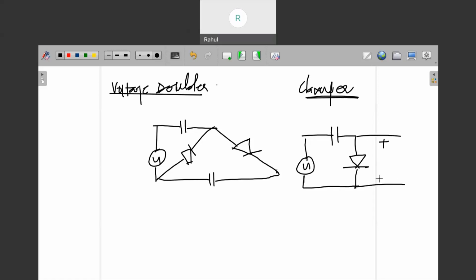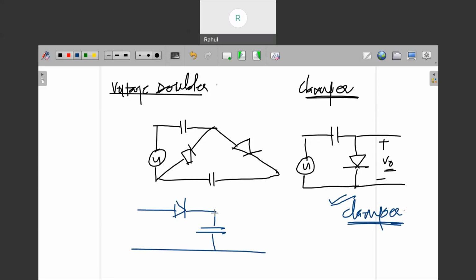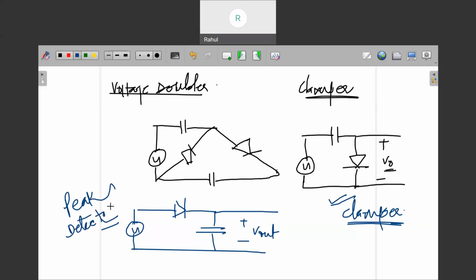and if you're finding the output across the diode, then you can say this is a clamper circuit, right? And if this kind of a circuit is given and you're taking output across the capacitor, then you can say that it is a peak detector circuit, right? Peak detector. So this is what I wanted to highlight.